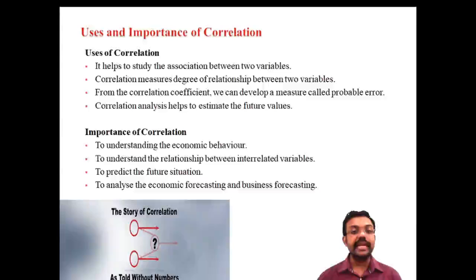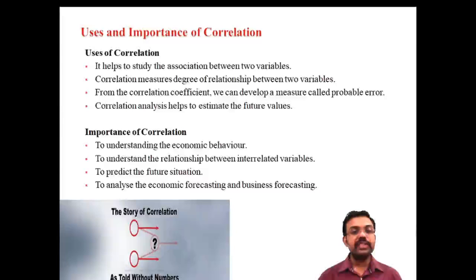And another one is the relationship with unrelated variables. Suppose there is an unrelated variable in your economy. You can easily identify the relationship with that variable. We can use Karl Pearson, Spearman, and concurrent deviation methods for measuring this impact. So that is the relationship with unrelated variables. And third, to predict the future situation, whether it is positive or negative. You can easily predict the future with the help of correlation.